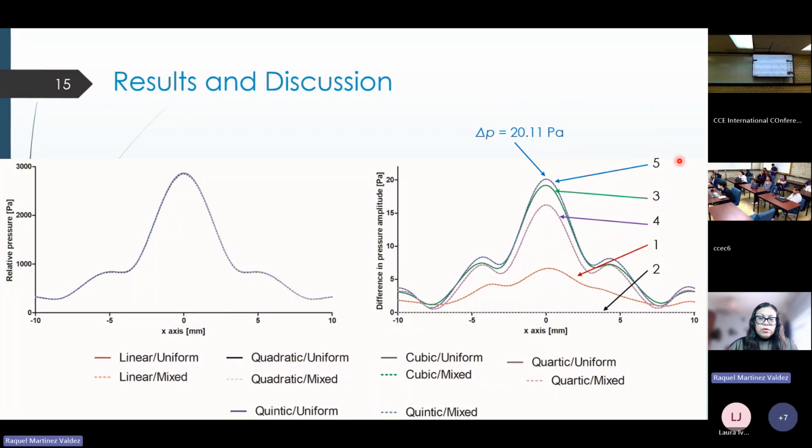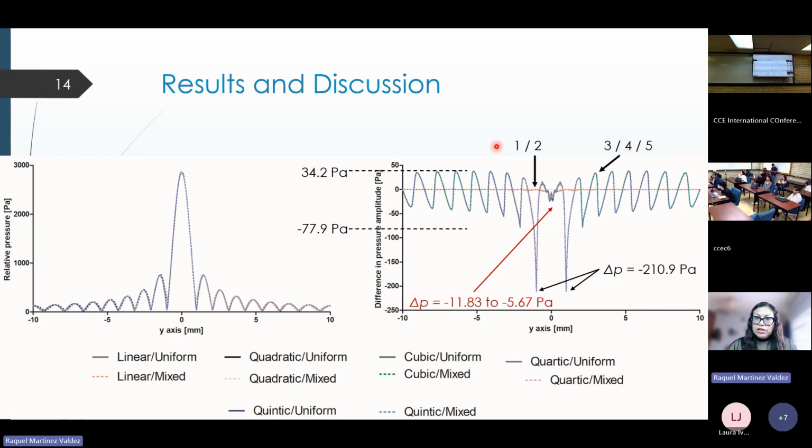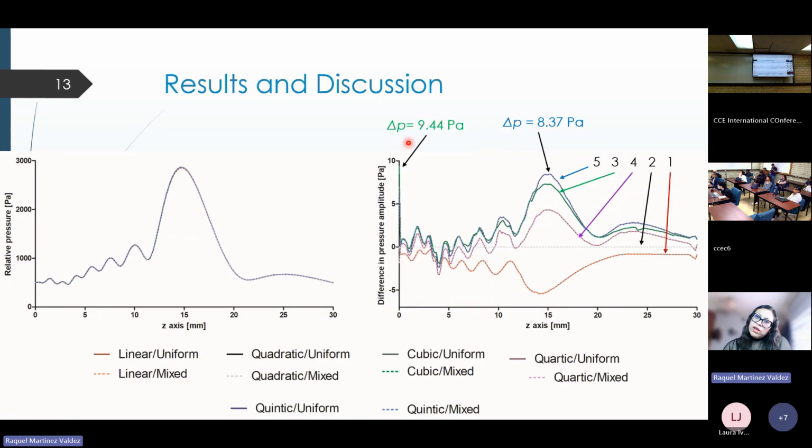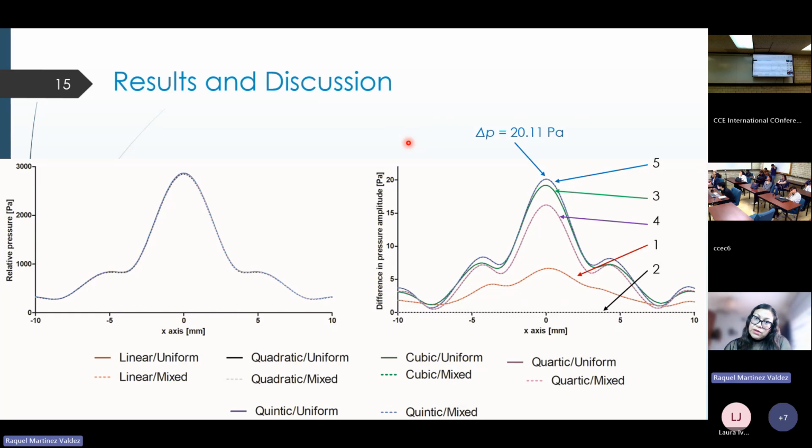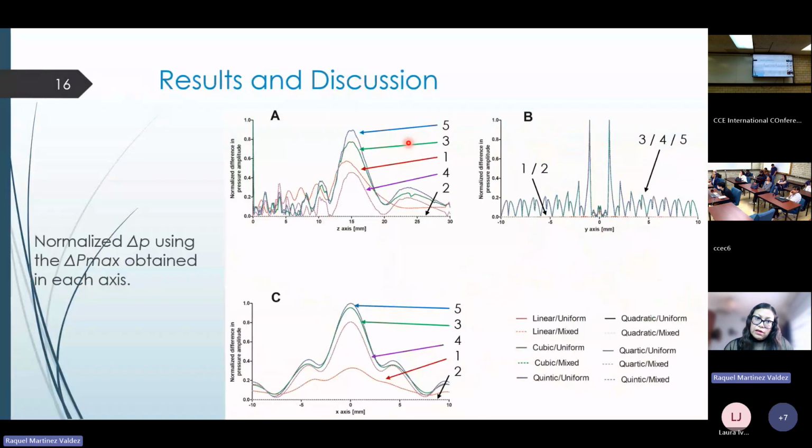Also, we use these maximum values in each axis, this one and this one, to try to better view or analyze the difference between the solutions by normalizing the solutions. So here are the results for those normalized values. In here, it is possible to see that the solution 2, as we said, overlaps the mix with the uniform, so there is no difference in here. It's in the zero base.